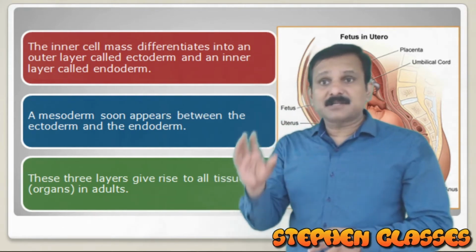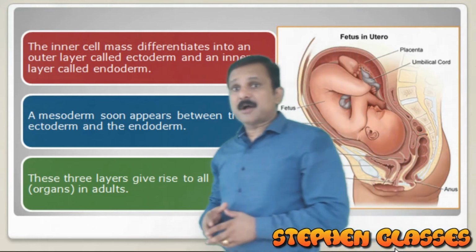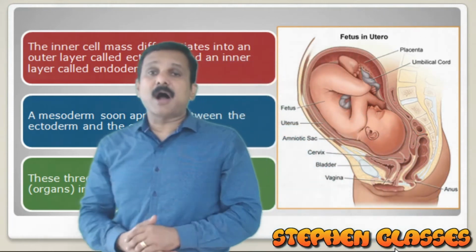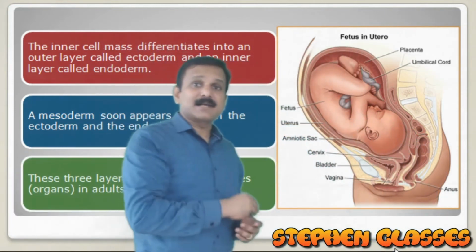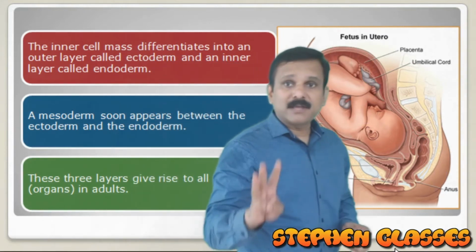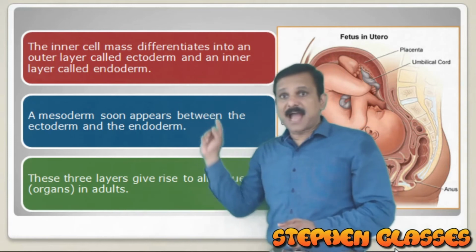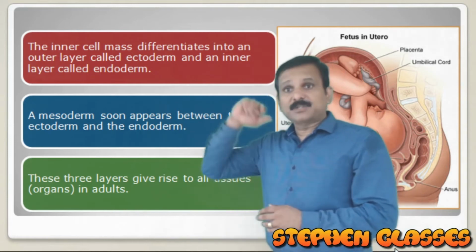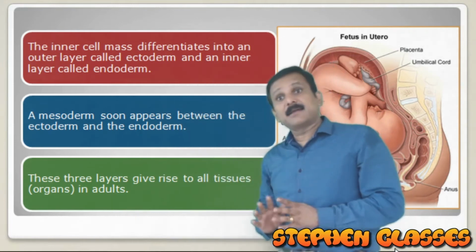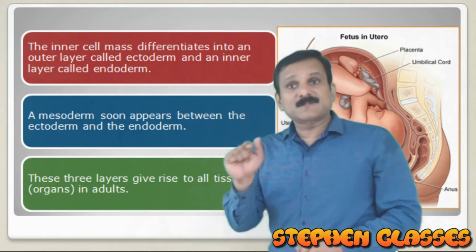So from which part these embryonic layers are formed? These embryonic layers are formed from the inner cell mass. So inner cell mass will give rise to three germ layers: ectoderm, endoderm and mesoderm. Outer ectoderm, inner endoderm and in between there is a mesoderm germ layer.